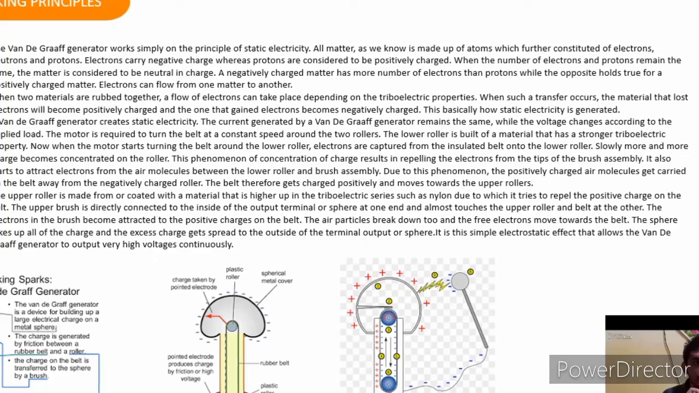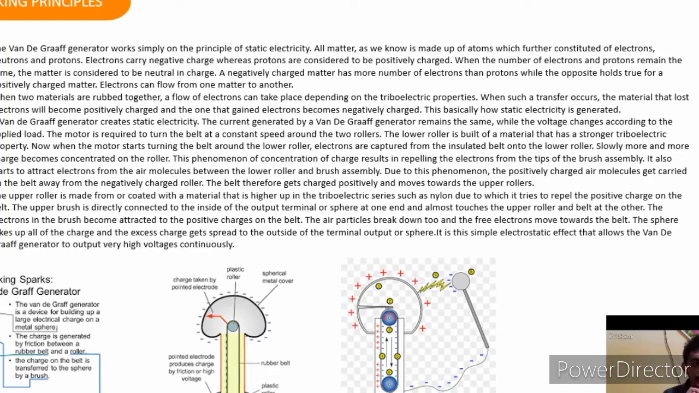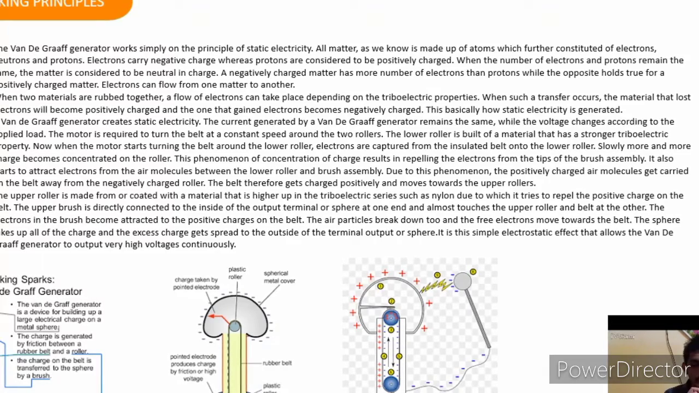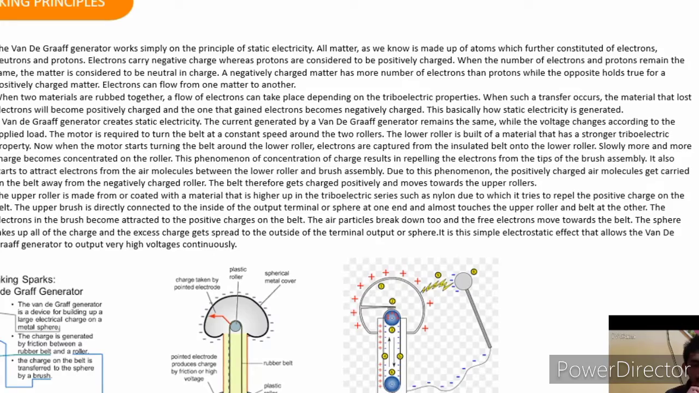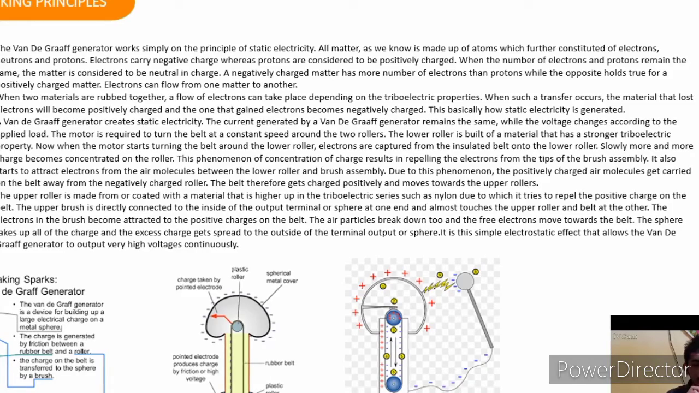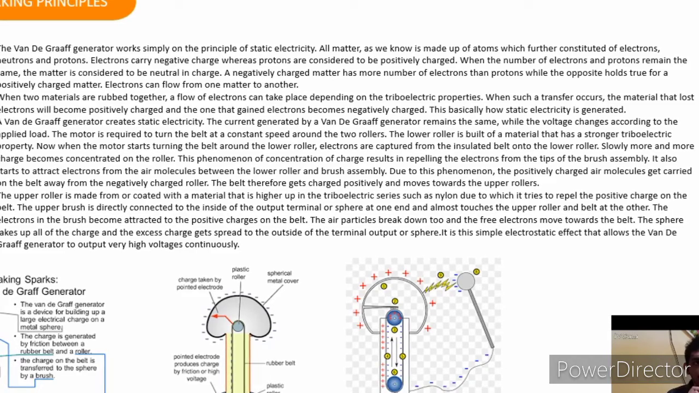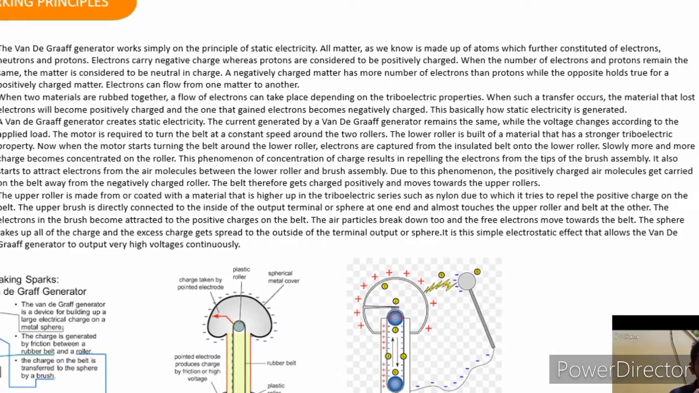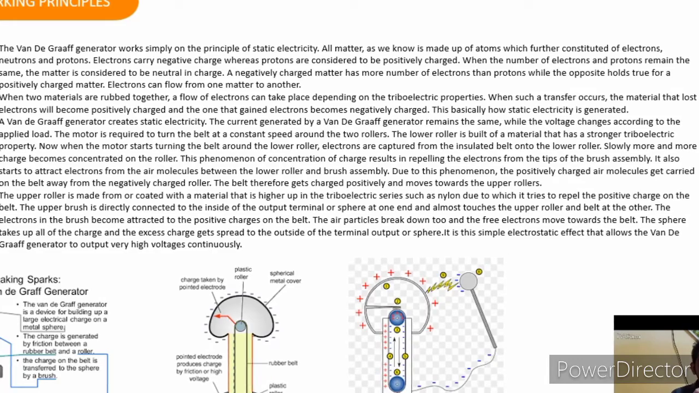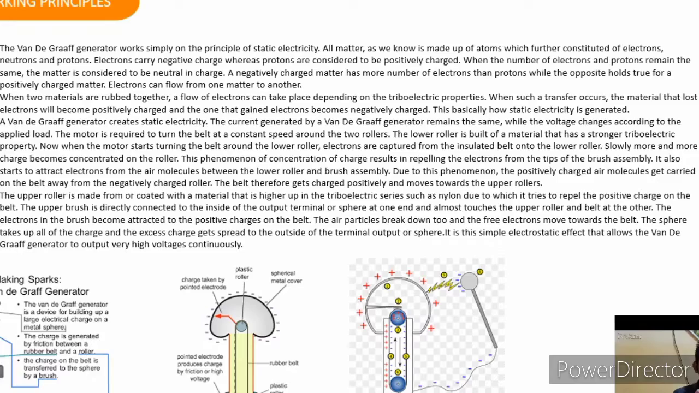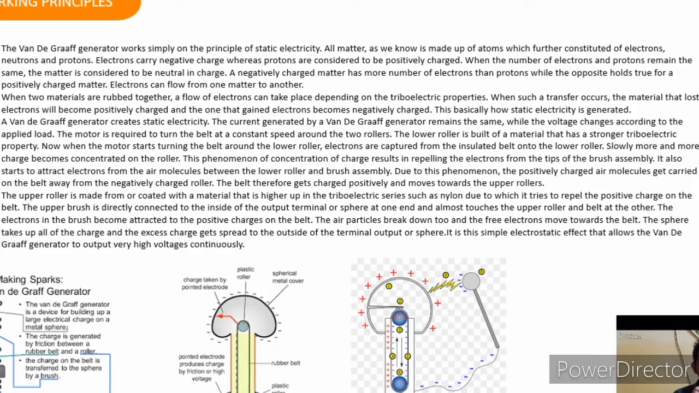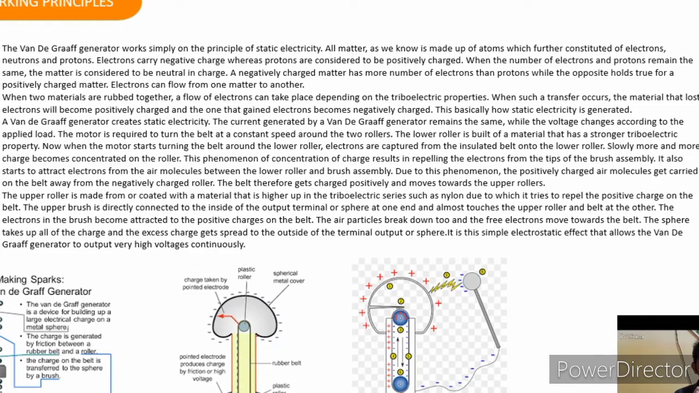That means when we learn about chemistry, we know that one atom has positive charge and negative charge, that means electron and proton. The electron makes negative charge and the proton makes positive charge in one atom. If it is neutral, the number of electrons and the number of protons must be the same. If not the same, it will become positively or negatively charged.